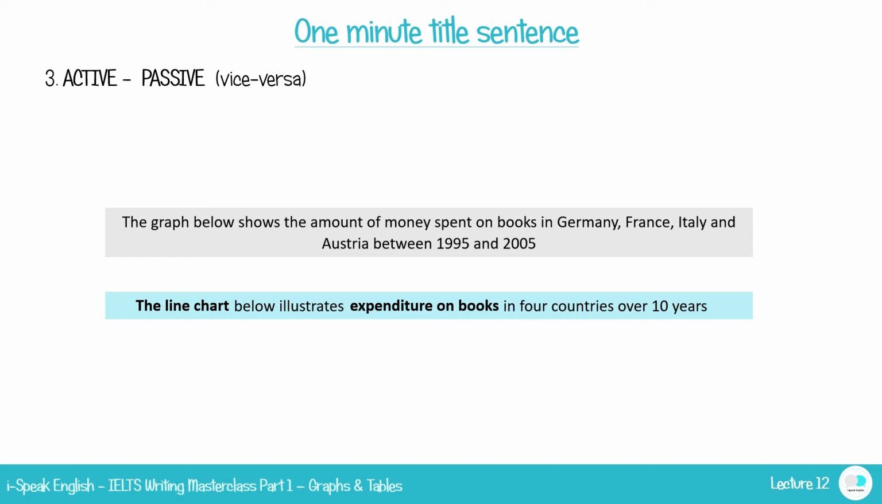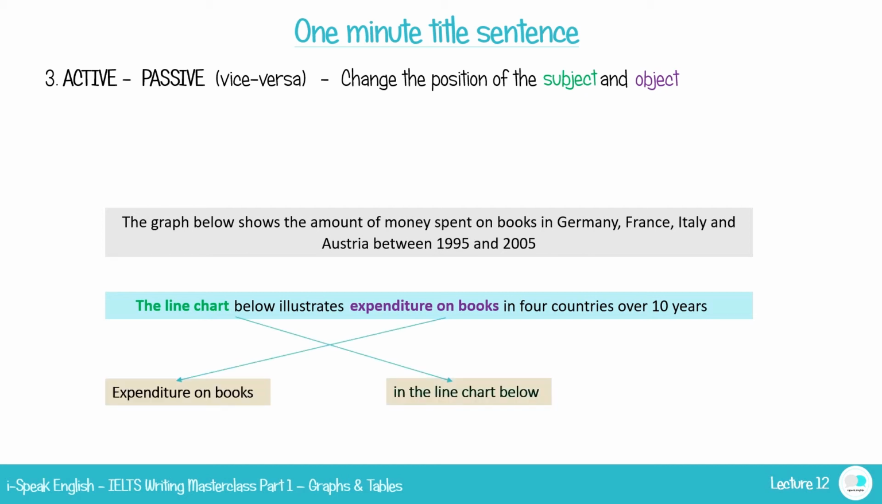So here we have a subject-verb-object sentence. The line chart is your subject and expenditure on books is your object. So the first thing we need to do is to change the position of the subject and the object. So again, line chart is your subject, expenditure on books is your object. We need to change those round, swap the position. So expenditure on books comes first and the line chart below comes second.